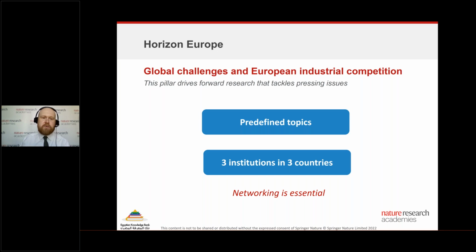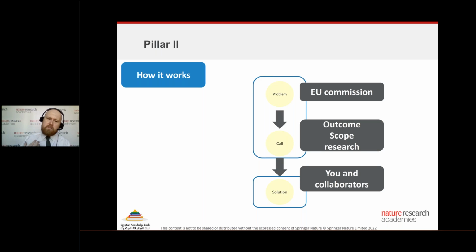Also, to be eligible for opportunities within Pillar 2, the application must be from 3 different institutions in 3 different countries. So of course, networking is essential in order to establish potential collaborators for this application. So do consider Pillar 2 really as a highly collaborative opportunity for researchers. So as we said, Pillar 2 has these predefined topics.